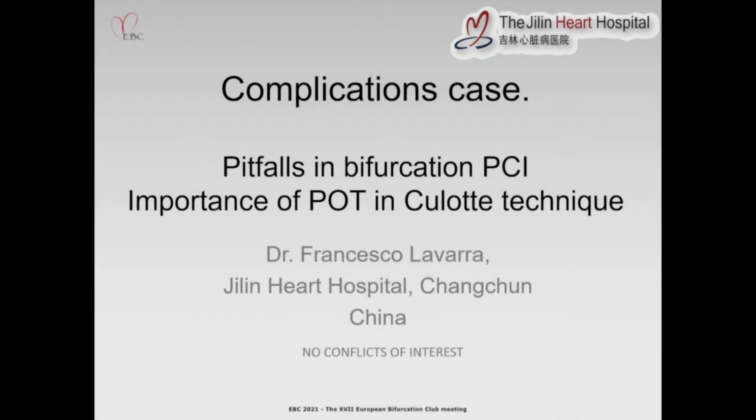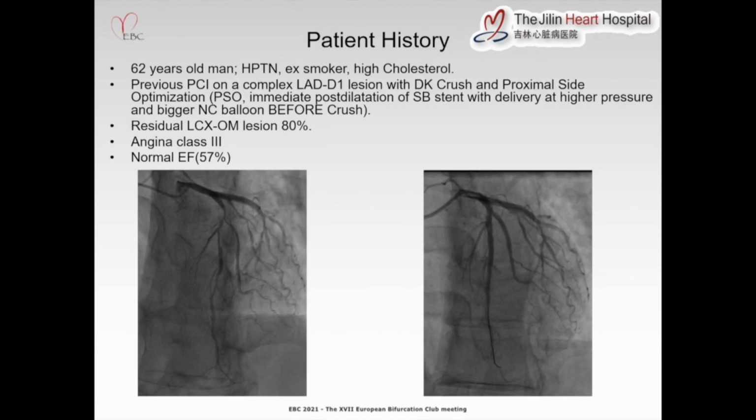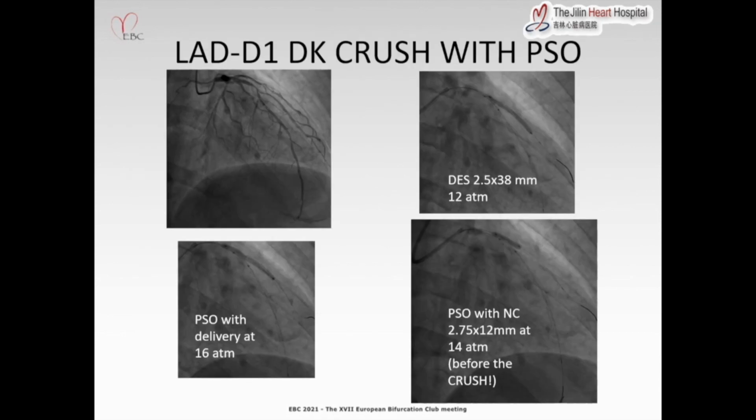Good afternoon, dear Chairman. Thank you very much for this kind invitation to present this case of complication at the EBC meeting 2021: the importance of POT in culotte technique. This is a male with normal risk factors treated 4 months before on LAD diagonal with DK crush and proximal side optimization, with a residual lesion on the circumflex. This was the DK crush with PSO. The PSO is the immediate post-dilatation of the ostial side branch with a bigger non-compliant balloon before the crush.